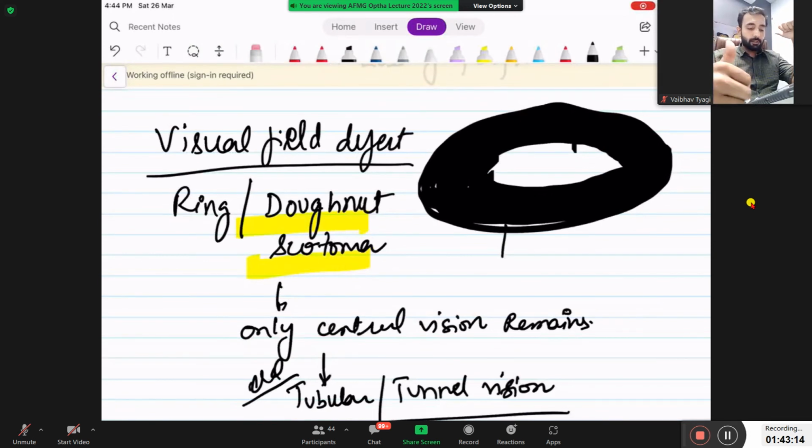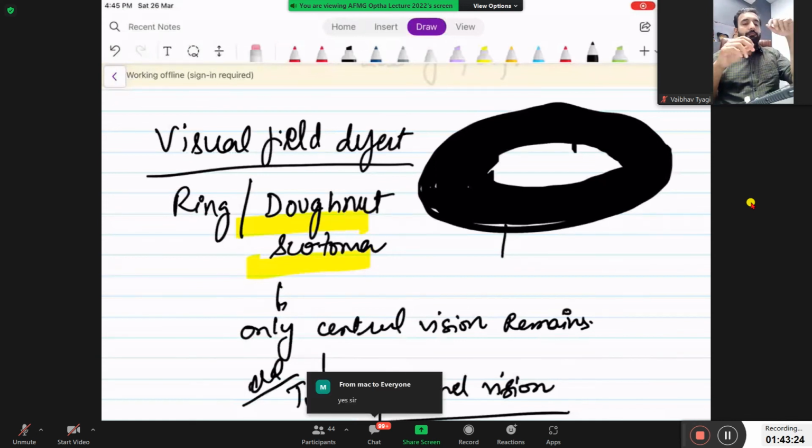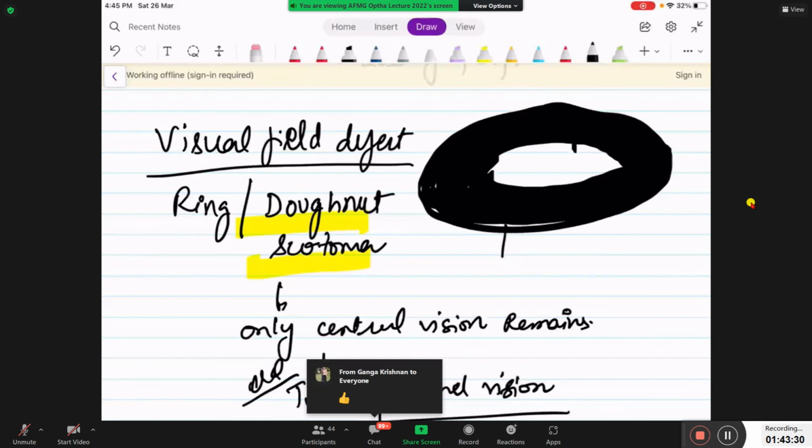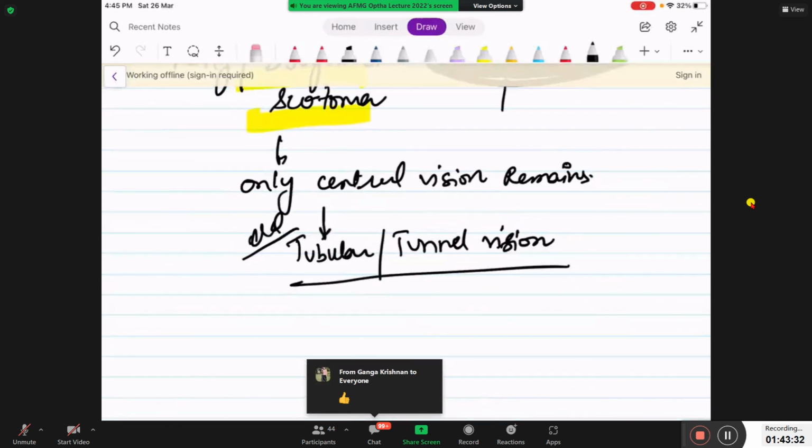This message is clear. Give me a thumbs up if it is clear. Donut scotoma is clear? Yes. Only the central vision will be there. Periphery is gone. Now write down signs. Signs we have already discussed.